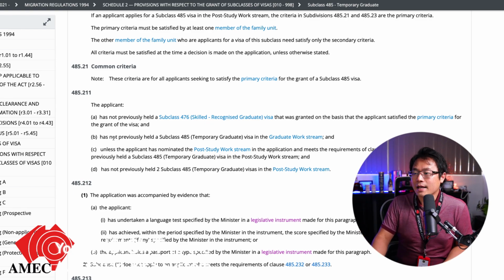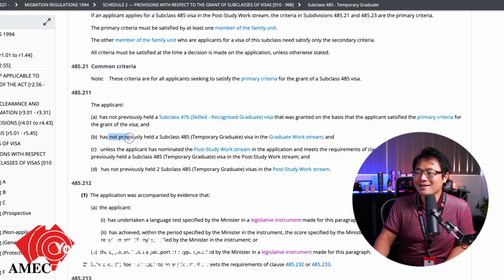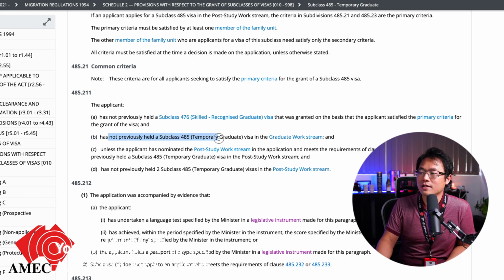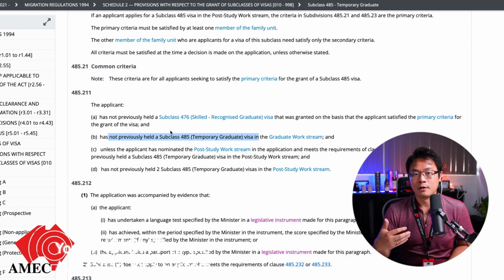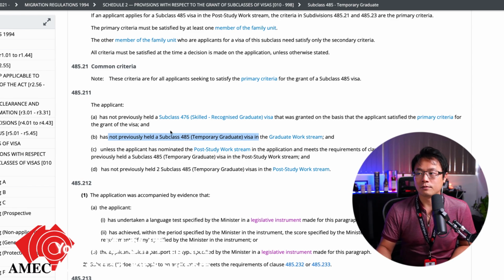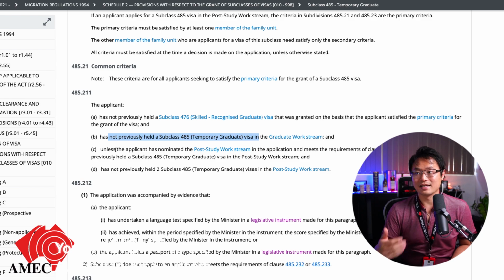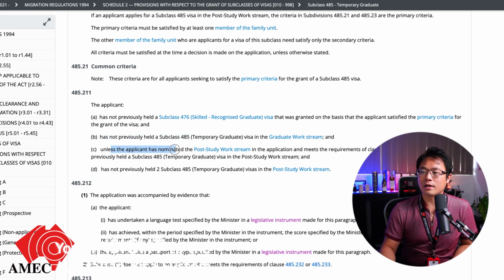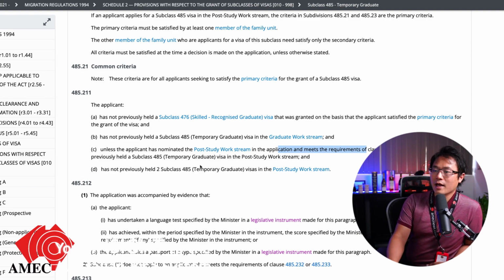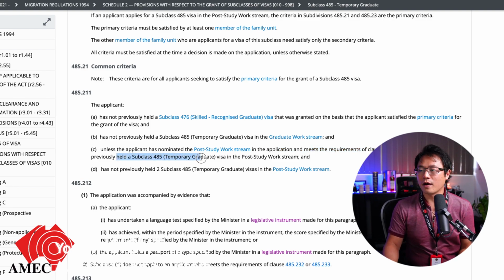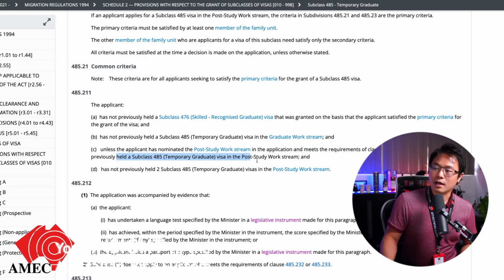Okay, and the second one, has not previously held a 485 visa in the graduate work stream. So you cannot lodge two graduate stream applications, because you cannot extend it. And number C, unless the applicant has nominated PSW in the application and meets the requirements of 485.232 and 485.233, has not previously held a 485 visa in the PSW stream.